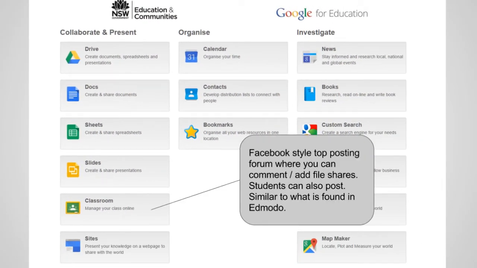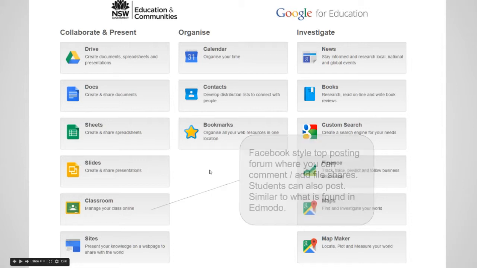You have Classroom, which is basically like a Facebook posting forum where you can top post things. In other words, the most recent post goes up the top. This is really good for very quickly shooting information to students. It lets you share things as well, so you can post not just a comment, but you can actually share a file or something similar. A similar thing is found in Edmodo as well.